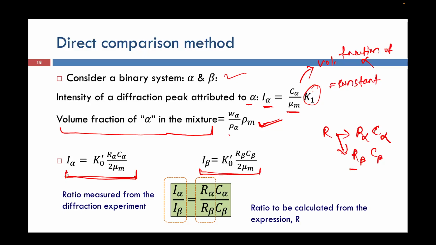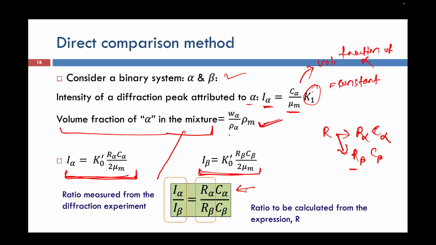So now if I take I alpha and I beta, these terminologies are coming. Now if I divide I alpha by I beta, then K naught will be cancelled, 2 mu m, that means mu of mixture, the linear absorption coefficient of the mixture, will be gone. You will come up with this expression: I alpha by I beta is equal to R alpha C alpha divided by R beta C beta. It's a simple expression. However, you should know which terminology you will get from which thing.